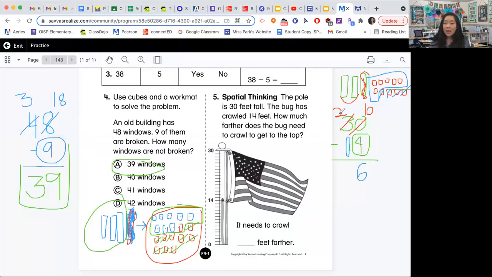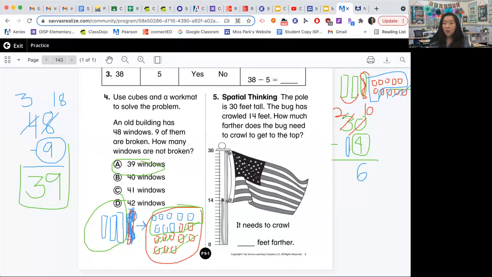So it looks like it did crawl 10 feet more than 14, and we only counted the 4. Now we need to do 10 more to get to 14. So let's see, 2 minus 1.